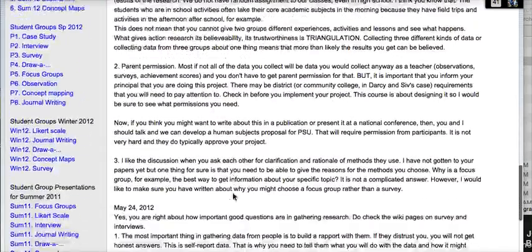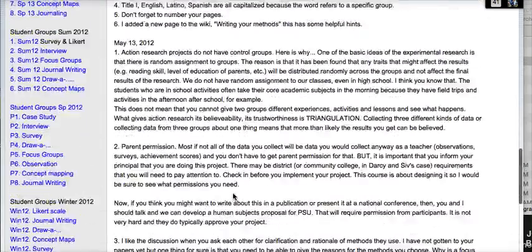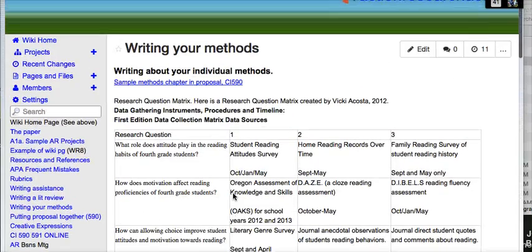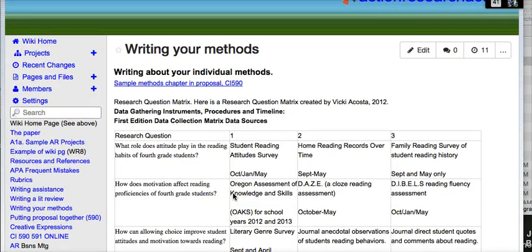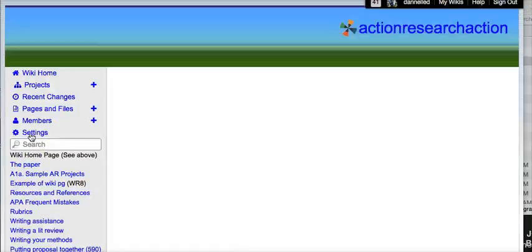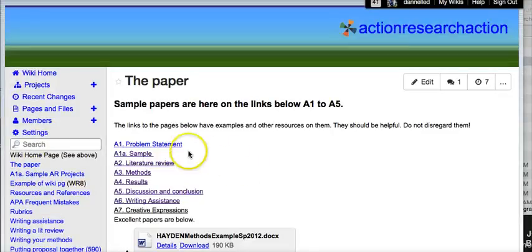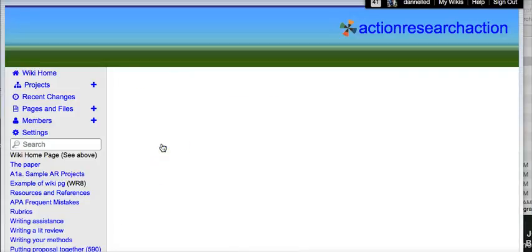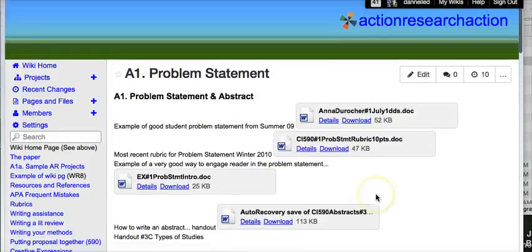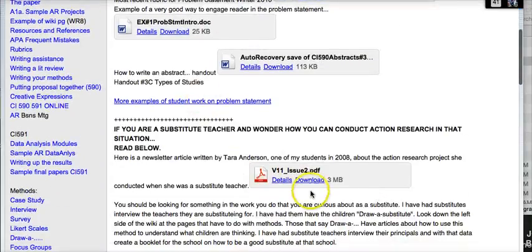I've tried to put in as many examples as I can, or I have found good examples from students' work and put them into the wikis so that you at least see some ways of presenting the information. Some of it's going to require you to do some digging, like this one is called the paper, and this one has an overview of all the 5 steps, like the problem statement. And if you want some examples, you open that up and there are some sample papers in here that other people have done. How to write an abstract.